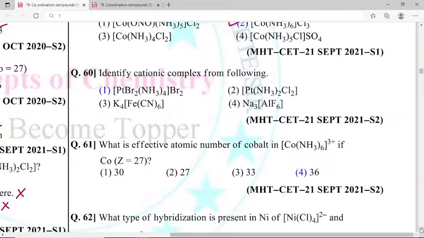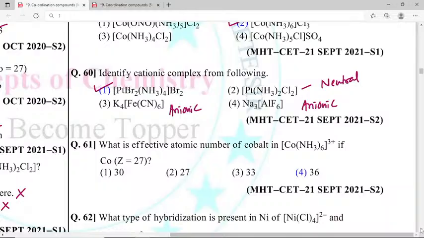Identify the cationic complex from the following. The first option is correct. That's a cationic complex, [Pt Br2 (NH3)4]. This is a neutral complex. This is an anionic complex. This is anionic, and this is again an anionic complex.